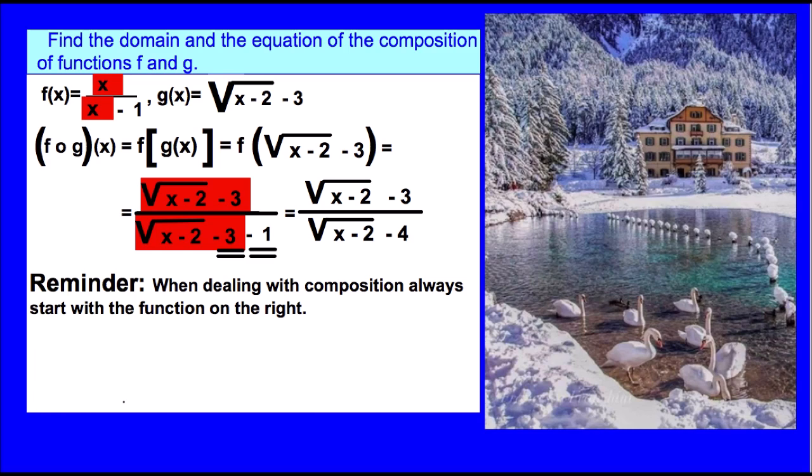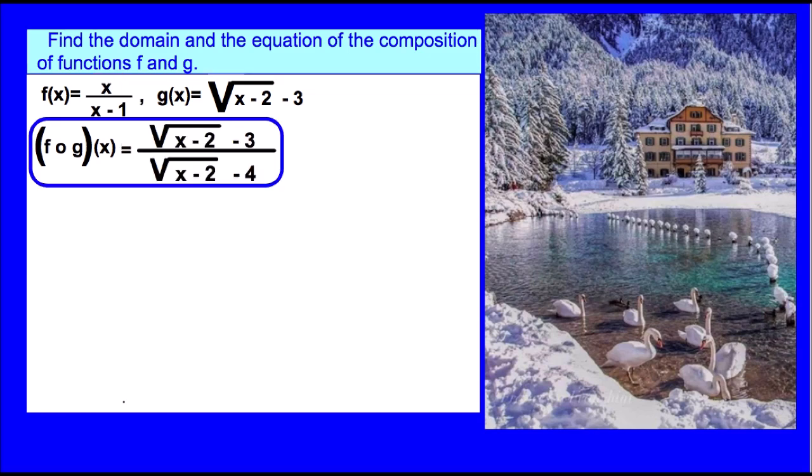Combining like terms, we obtain our final result of the square root of x minus 2 minus 3 over the quantity square root of x minus 2 minus 4. Quick reminder, when dealing with composition, always start with the function on the right. Our final answer is f composed with g of x is equal to the square root of x minus 2 minus 3 over the quantity square root of x minus 2 minus 4.